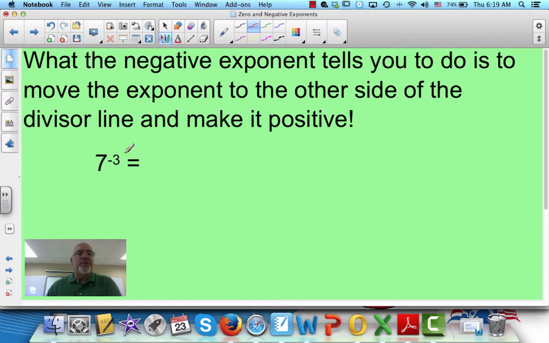Let me explain to you what I mean. This is 7 to the negative 3 over 1. To make this a positive exponent, what you're going to do is take it and move it to the bottom down here. So it'll be 7 to the third, and 1 would remain on top. What if you had 8 to the negative 2? Well, once again, you would move it to the bottom. So that would go down to the bottom and be 8 to the 2, and the 1 would be here.